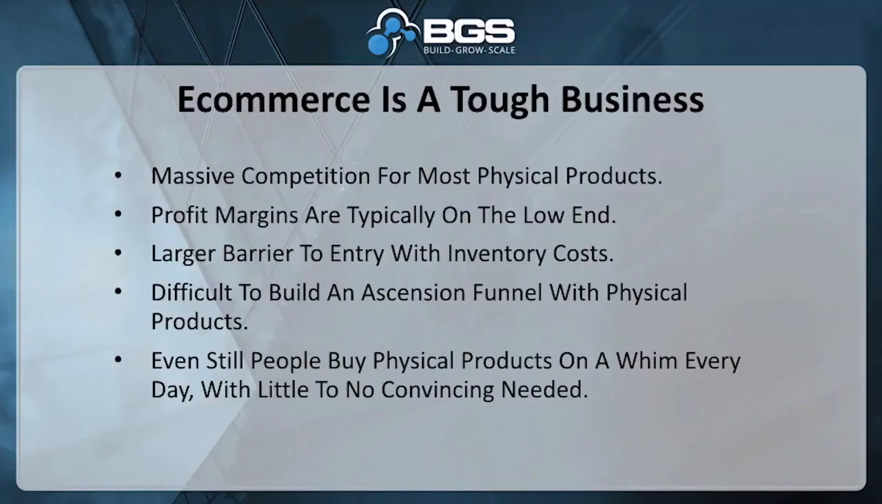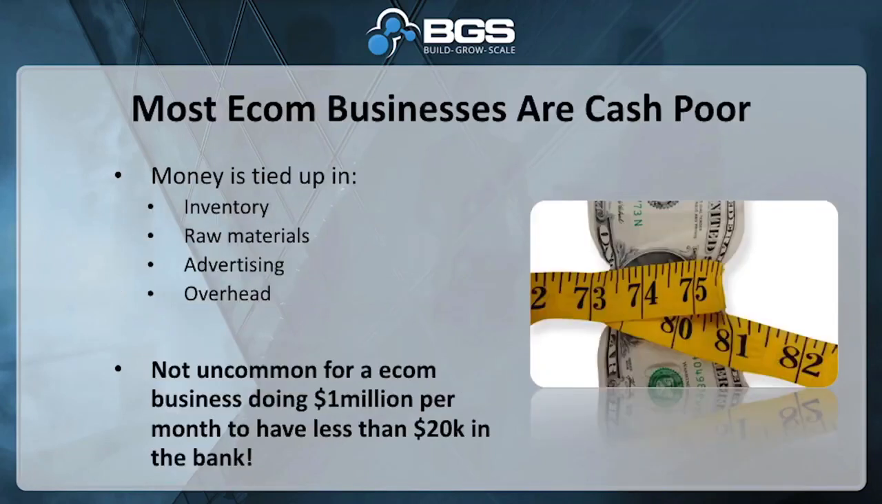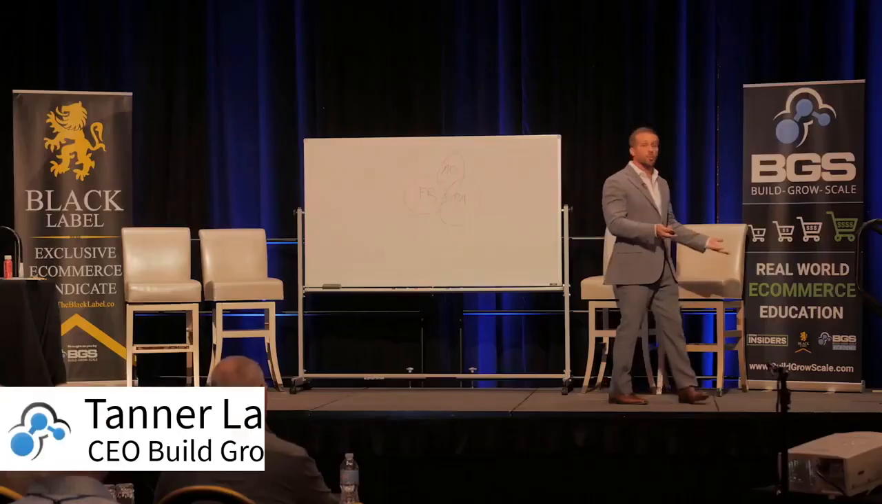But e-commerce is a tough business. Massive competition, profit margins are typically on the lower end, large barrier to entry in terms of inventory costs, things like that. Difficult to build an ascension funnel. Yet people still buy physical products more than any other products out there because they're tangible and easy to sell. Most e-com businesses are cash poor. Your money's tied up in inventory, raw materials, advertising, overhead. And it's not uncommon, as I've said before, for a business doing $1 million plus a month to have less than 20K in the bank, which sucks. That's not fun. But that's the way it is, right?